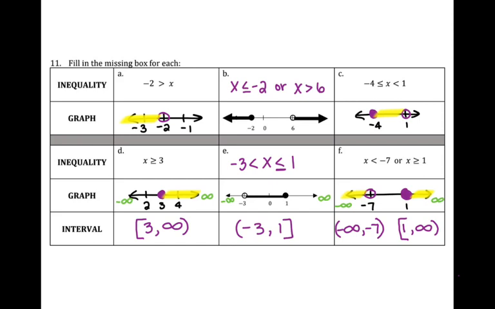And for interval notation, since I do have two intervals, what we do to bring those two intervals together for a solution is we put a U in between. That is the union of those two intervals. So it's just saying that those two intervals together are the solutions to these inequalities.